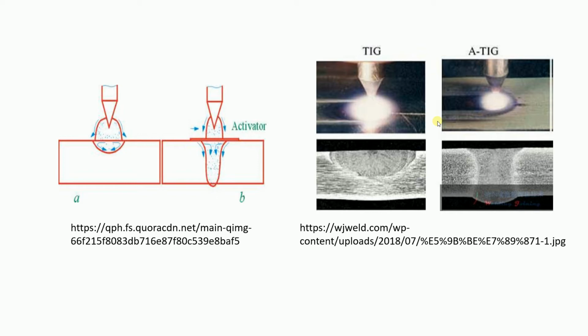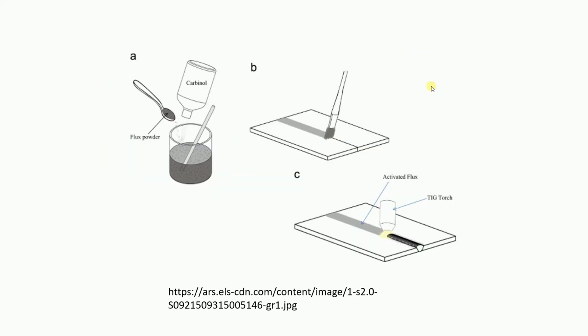So what are the activators? Activators are nothing but fluxes: fluorides and oxides in powder form, such as calcium oxide and magnesium fluoride. Titanium oxide also you can use. We have to make one small coating like this. First we take the flux powders, then acetone, mix properly, and by using a painting brush we apply that on the area where we are going to perform the welding.